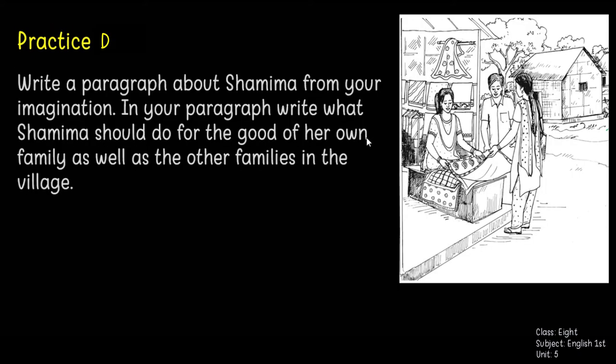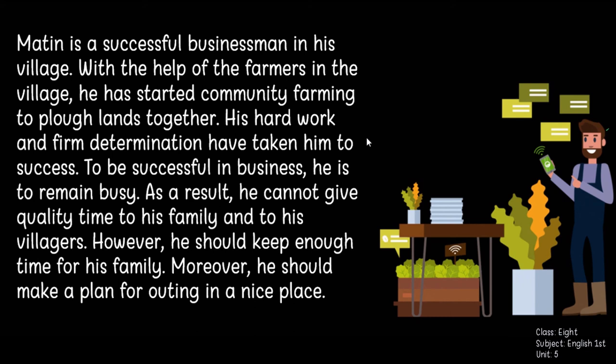Now see the next practice. So what you need to do, write a paragraph about Shamima from your imagination. In your paragraph, write what Shamima should do for the good of her own family as well as the other families in the village. This is a sample paragraph. Let's see. And then what you need to do? You need to follow this paragraph and write down your own with your imagination.